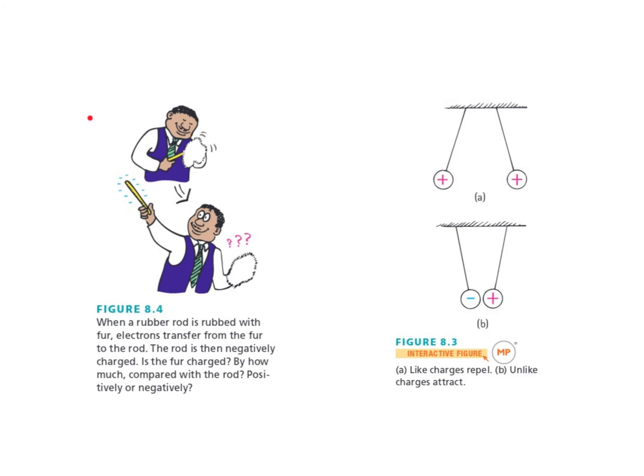Now, this part of the slide over on the left has one of the figures from your textbook, and it asks an important question for you guys to understand how this is working. And so it says, when a rubber rod is rubbed with fur, electrons transfer from the fur to the rod. The rod's gained electrons, so the rod is then negatively charged. The question is, is the fur charged? By how much compared with the rod, and positively or negatively?